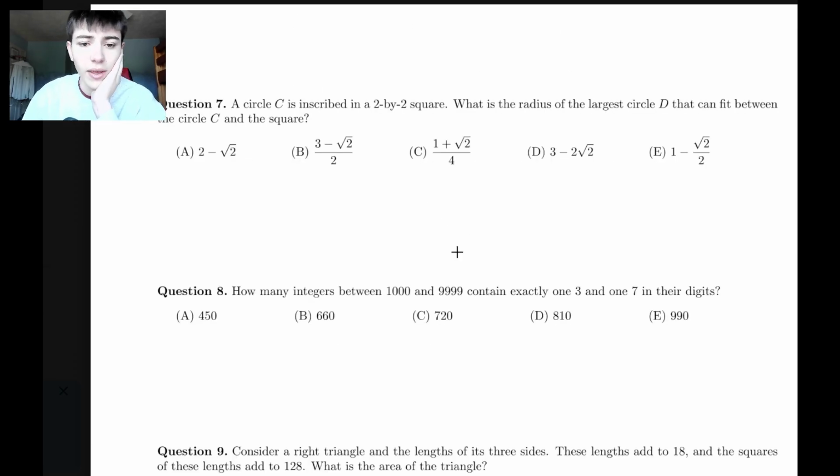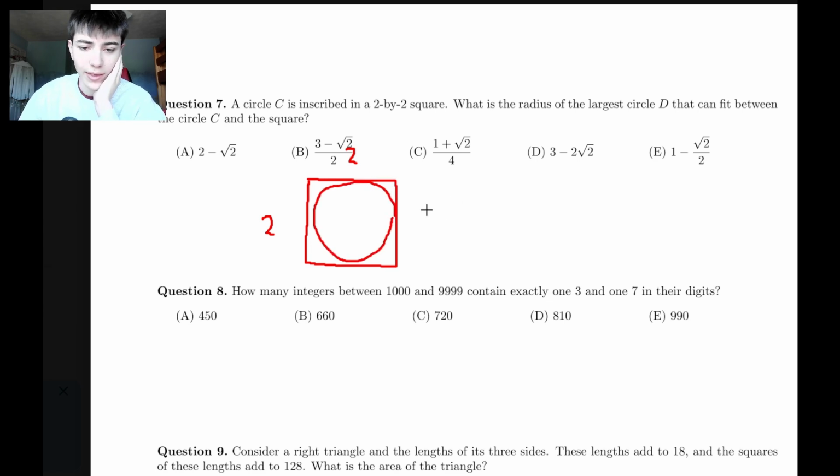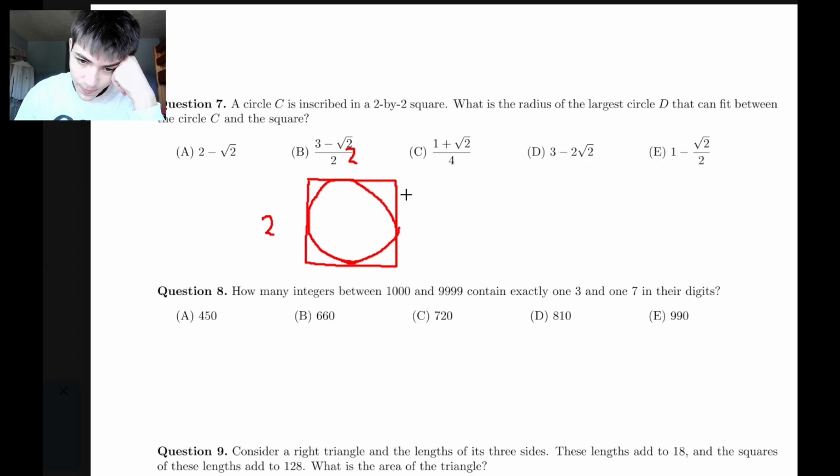Okay, circle C is inscribed in a 2x2 square. Okay, this is exactly the kind of problem that you need to get right, geometry-wise. So we've got a circle. It's in there like that. It's a bad diagram. It has to be inscribed, meaning it's touching all these little edges. Okay, well, that's good enough.